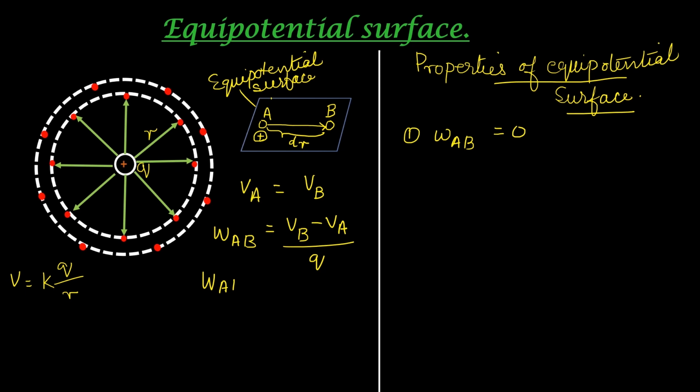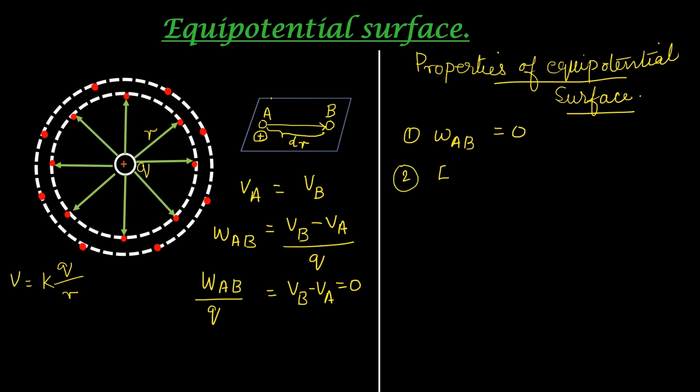So work done AB for unit charge, divided by Q, is equal to VB minus VA, which is equal to 0. If work done in shifting unit charge from point A to B on an equipotential surface is equal to 0, then the work done for shifting any quantity of charge, it may be 5 coulomb, 10 coulomb, or 15 coulomb, from one point to another on an equipotential surface will also be equal to 0. So, we have proved the first property.